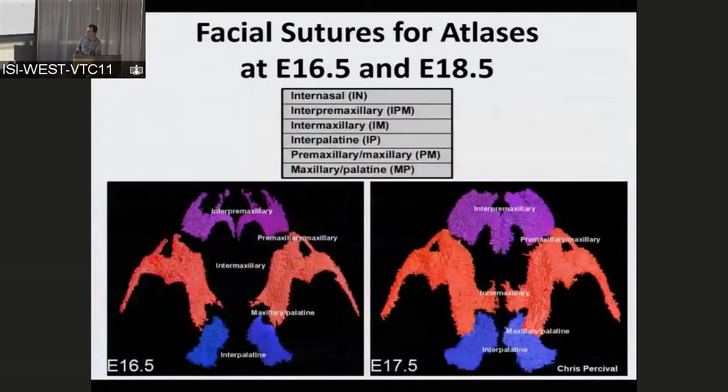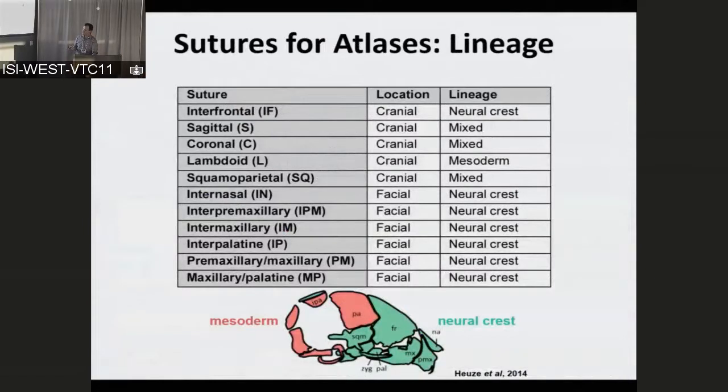And the facial sutures are the sutures between the maxillary, premaxillary, maxillary, and palatine bones. And almost all of these sutures can be found fused in differing syndromes or sporadic craniosynostosis. And then these sutures also differ in a number of ways that may affect or could be influenced by gene expression or reflect differences in gene expression. So all of the facial bones and sutures are derived from the neural crest. In the calvaria, the bones and the sutures themselves could be either neural crest, mesoderm, or of mixed lineage.